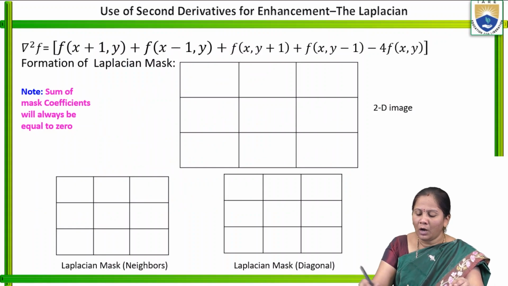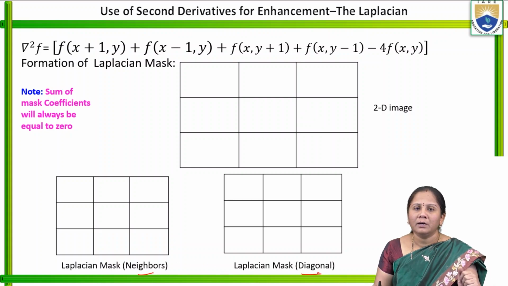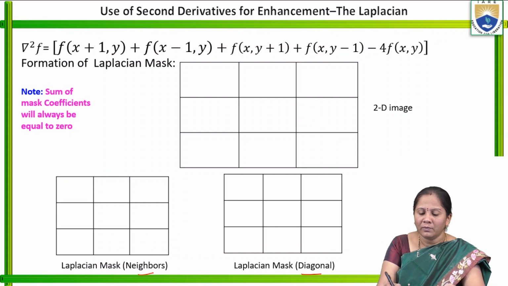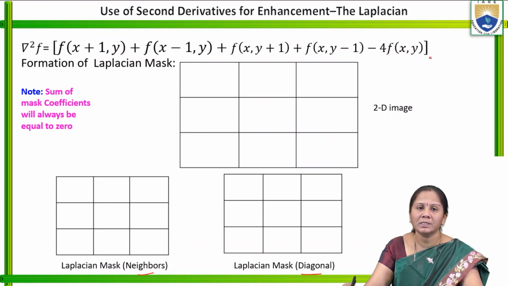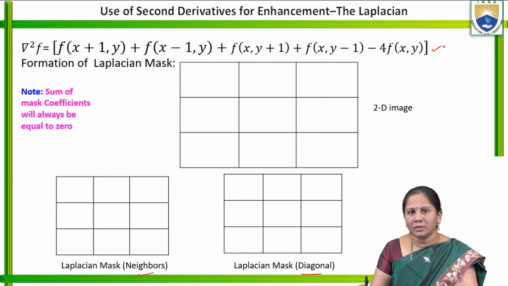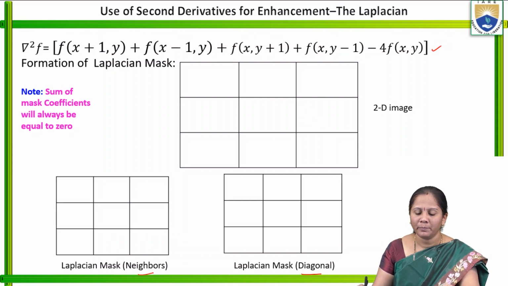Now, how to consider the Laplacian mask, considering the neighbors and diagonals? We can see here del square f is equal to f(x+1,y) + f(x-1,y) + f(x,y+1) + f(x,y-1) - 4f(x,y). So we got this equation if we sum the two equations, the x direction and the y direction.